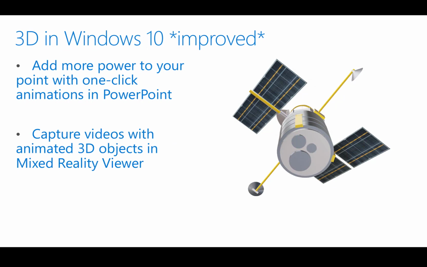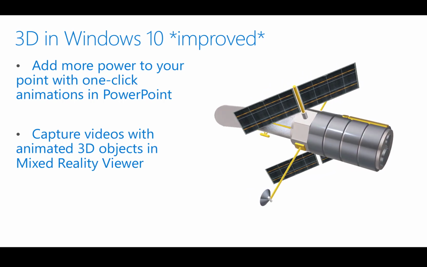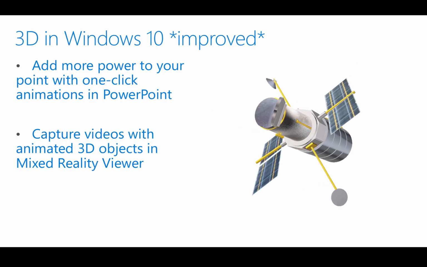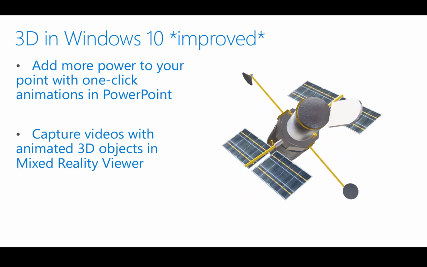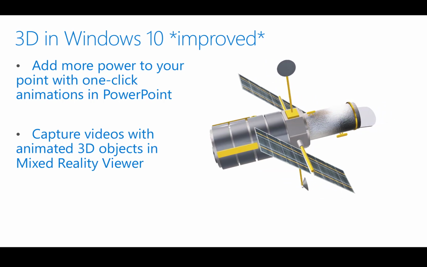3D in Windows 10. We have animations in the mixed reality viewer where you can record a video with animated 3D models, or just click Remix 3D to find animated models that already are in there, or bring static 3D models to life with one-click animations. Isn't this like super cool?